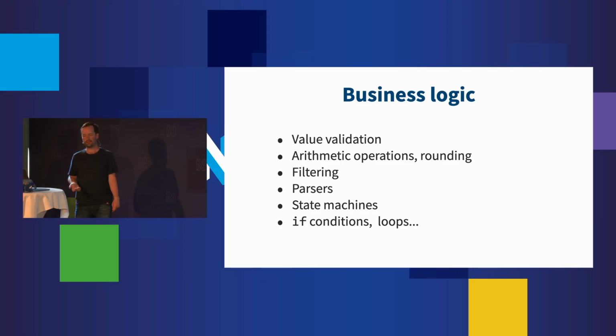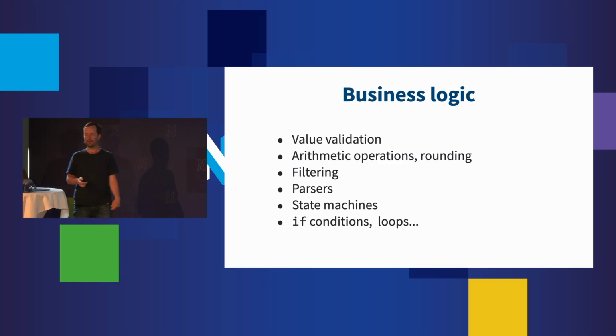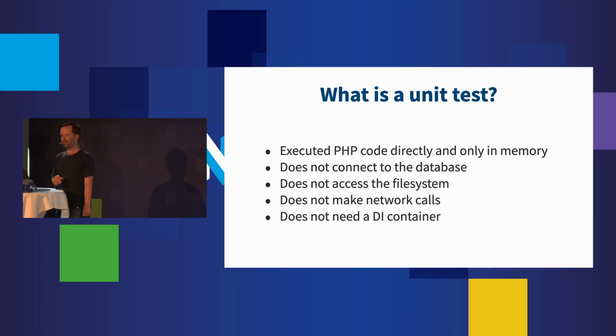So it's value validation, arithmetic operations, routing, filtering, parsing, state machines. It's basically where we have our if conditions and loops. It's the interesting business logic that we should actually be testing. So wiring, that's not interesting in my opinion. That's sufficient to cover by static analysis by having strong types. And business logic is where you should focus your unit tests. But first, we actually need to define what's a unit test.